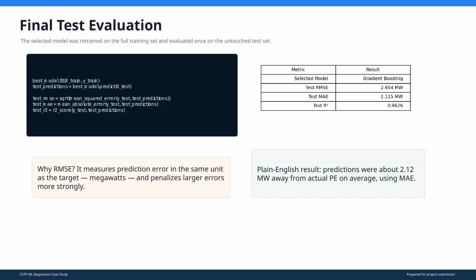After selection, the gradient boosting model was retrained using the complete training set and evaluated once on the untouched test set. The final test RMSE was 2.654 megawatts. The test ME was 2.115 megawatts, and test R-squared was 0.9626. RMSE was the main metric because it is expressed in megawatts and gives additional weight to larger errors. In plain language, the ME means predictions differed from actual output by about 2.12 megawatts on average.